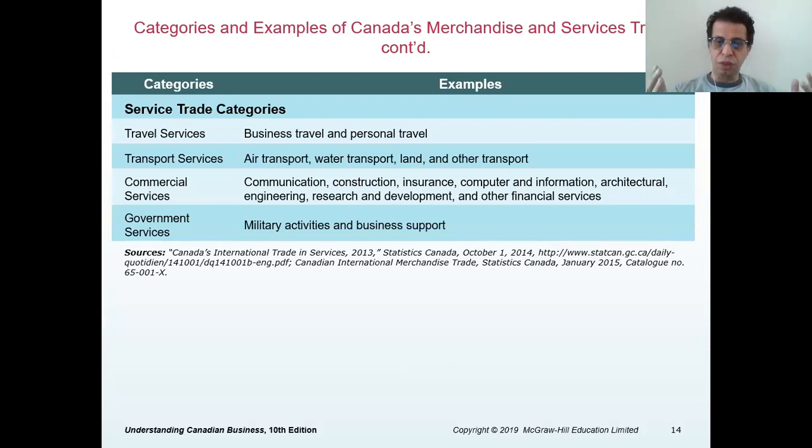And then you have services, which represent 70% of Canadian GDP. It includes travel services and transport services, like air transport and water transport. You get commercial services like construction, insurance, and computer information. And then you have government services like military, post office, and business support. These are different services also. Take a look at them also.